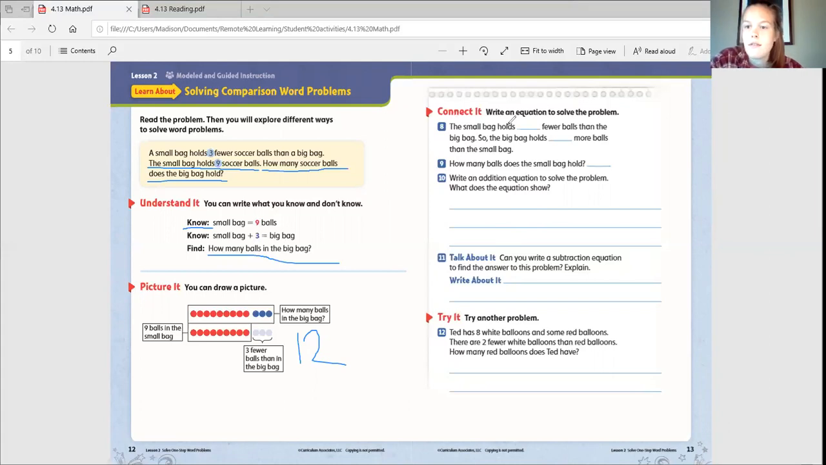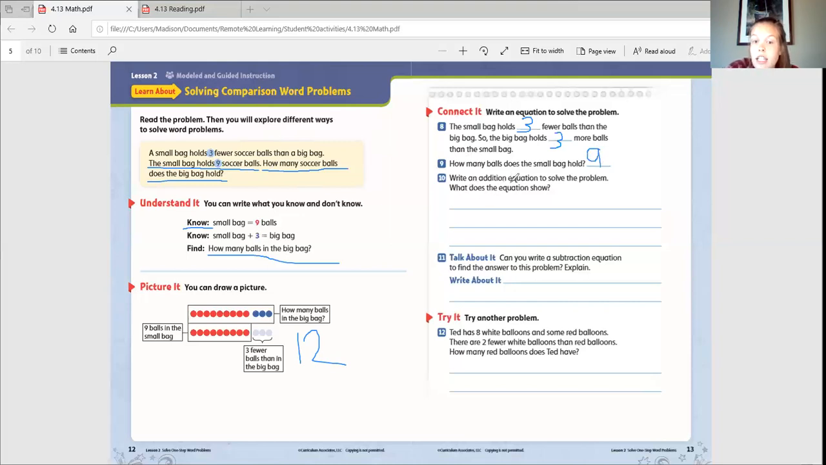Now let's go to the other side and fill in and answer these questions now that we've figured it out. So the small bag holds blank fewer balls than the big bag. 3, that was in my question. So the big bag holds blank more balls than the small bag. It's 3 more. If the small bag has 3 fewer balls than the big bag, then the big bag has 3 more balls than the small bag. So how many balls does the small bag hold? We know that one from our question, and that is 9.